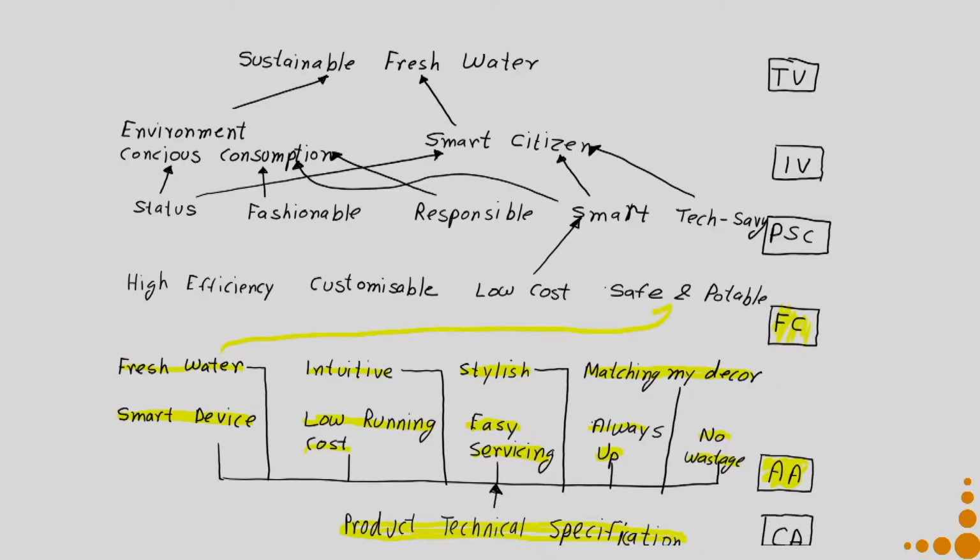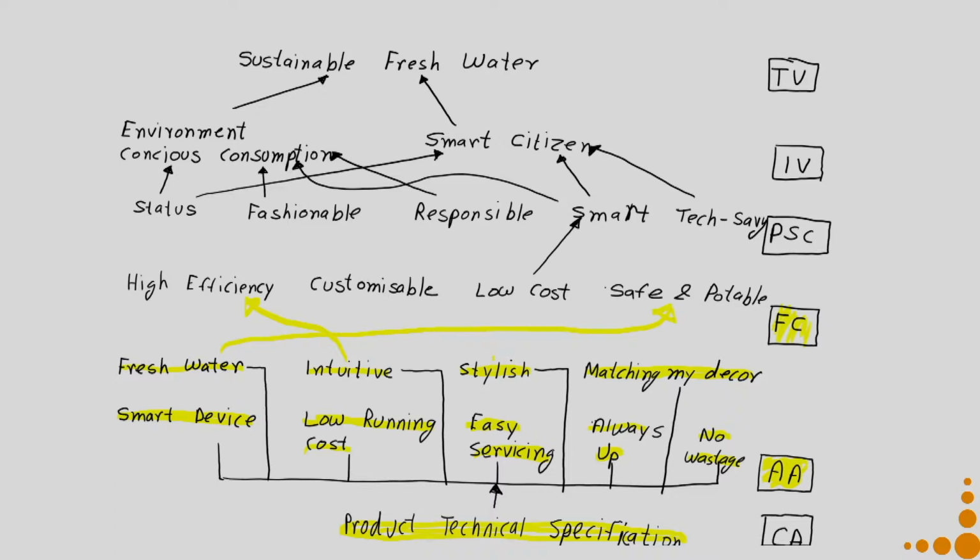Let's try to make connections between the abstract attributes and the functional consequences. So when I say fresh water, I can connect it to safe and portable. I cannot connect it to customizable, low cost or high efficiency. I see intuitive. I do not know over here, because if it is intuitive, that also implies high efficiency, I can connect to it. Here it shows that I did not have a functional consequence of that. Maybe I will have to think of a functional consequence which is arising out of intuitivity.